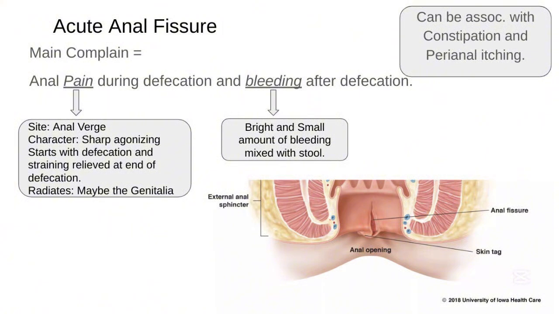The pain is often described as a tearing or burning sensation localized to the anal verge. In severe cases, pain may radiate to nearby regions like the perineum or genitalia due to the similar dermatomes, which is sacral nerve S2, 3, and 4, or the pudendal nerve.